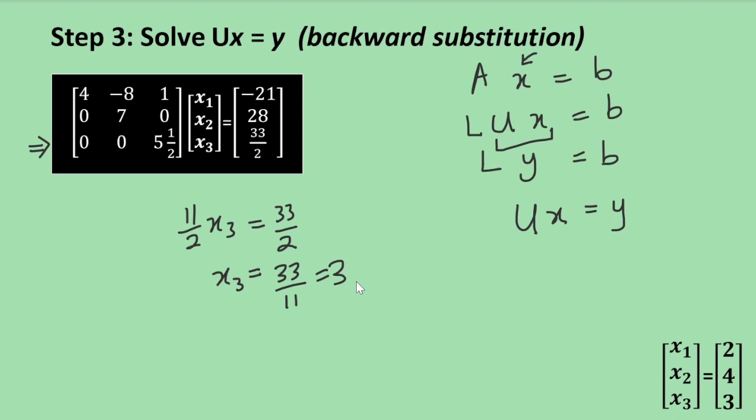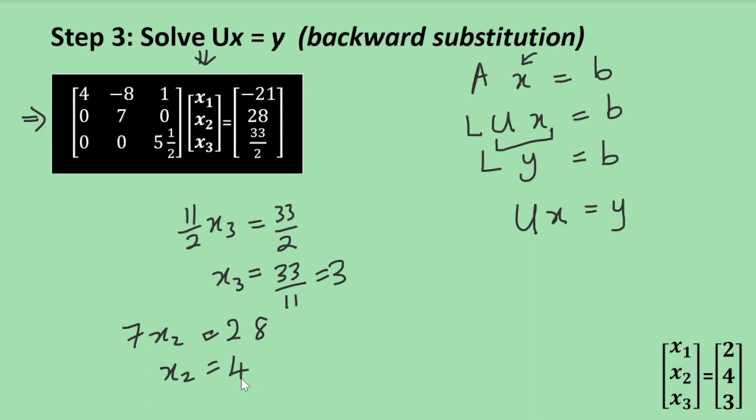To find x2, we multiply the second row with matrix X. And so we have 7x2 equals 28. And x2 will be 28 over 7, which is 4.